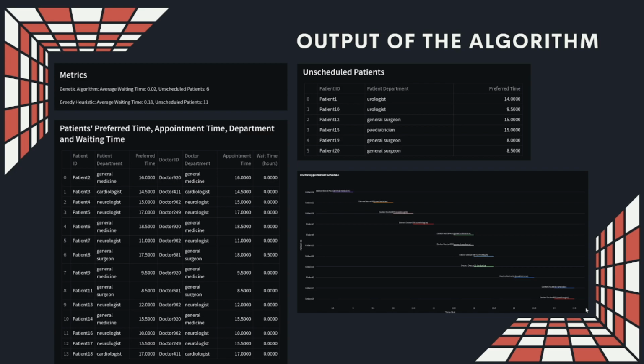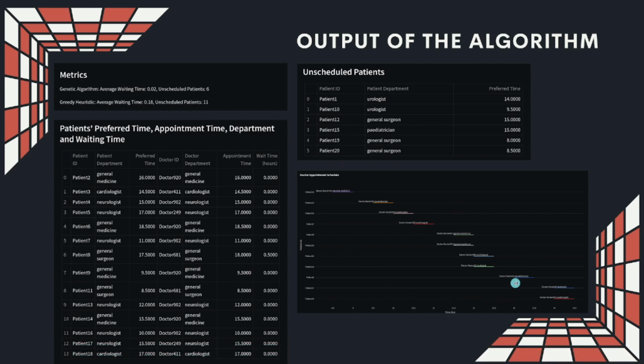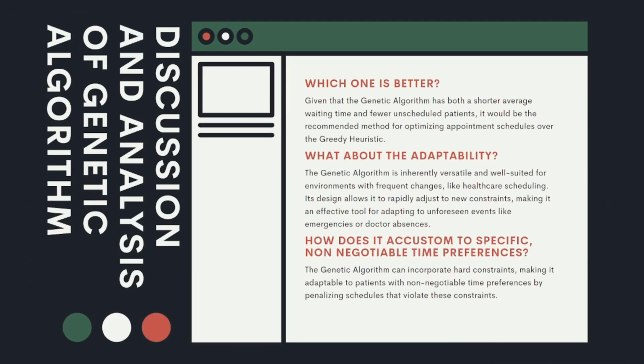Now we can clearly see that the genetic algorithm is giving us the fewest unscheduled patients and the minimal waiting time. And this is a scheduling chart, or simply a Gantt chart, which schedules all the patients. Coming to why we are specifically using the genetic algorithm once again: these results justify it because it has shorter waiting time.